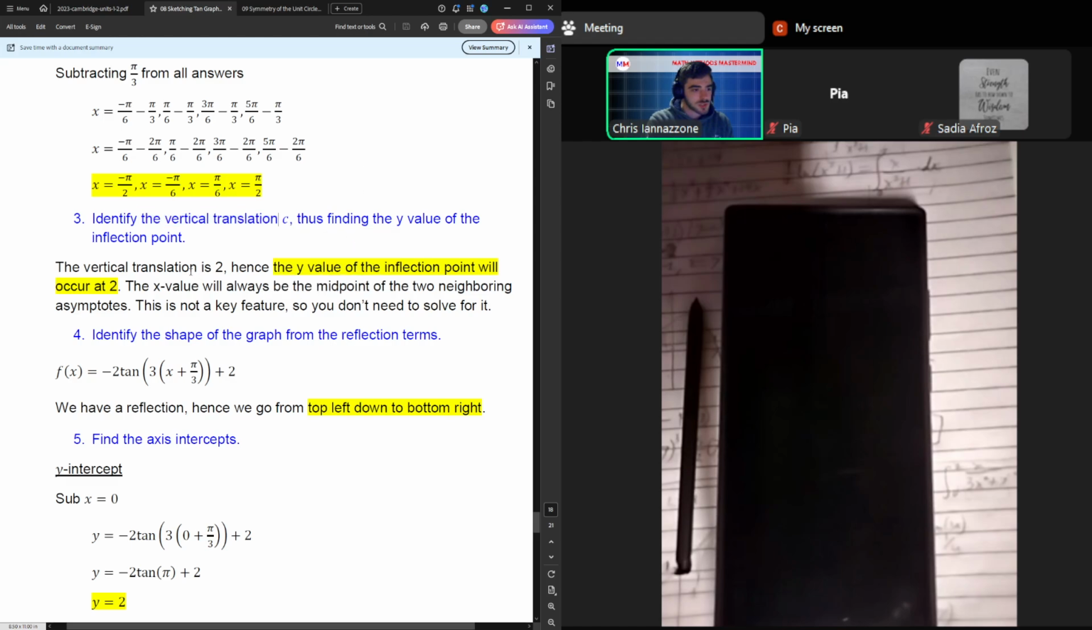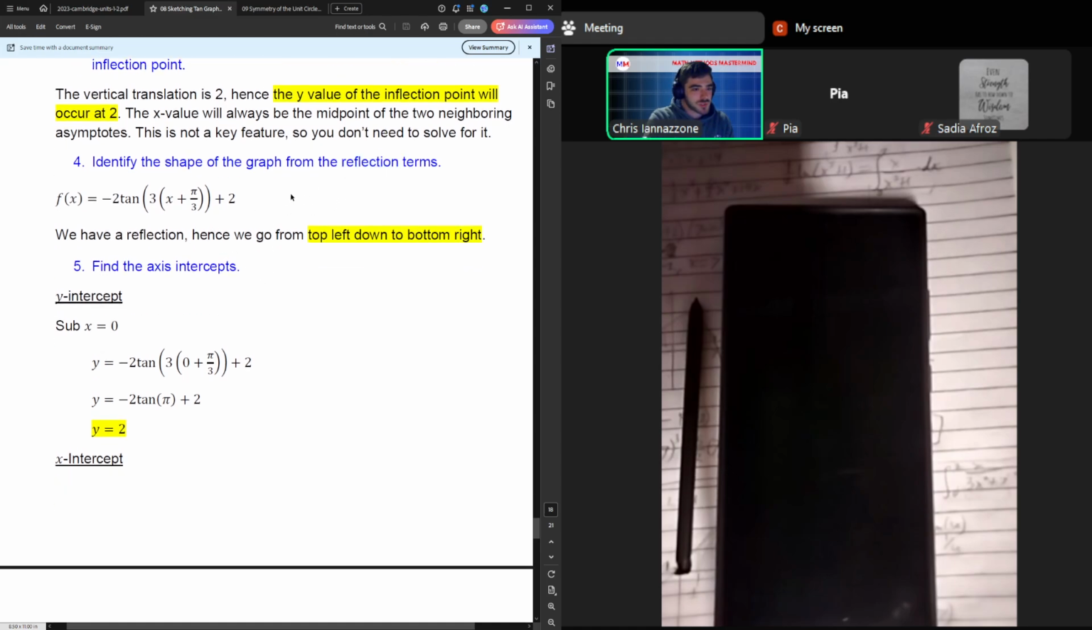Then from there, vertical translation. So you can see there's a plus 2 there. So our inflection point is going to occur at y equals 2. It's not really a key feature. That's more so just so you can get the overall shape looking at least somewhat passable.